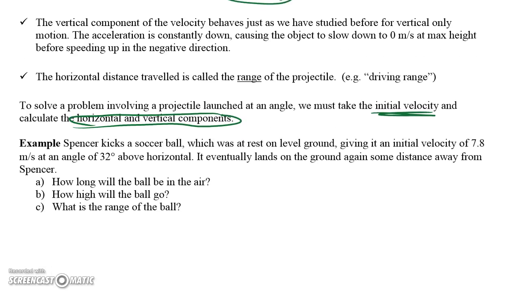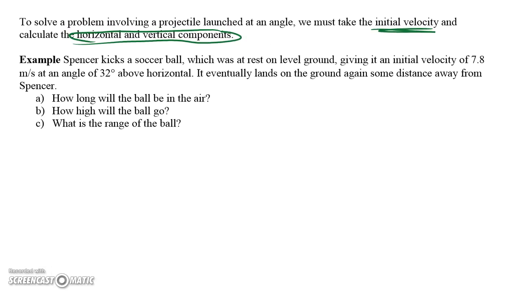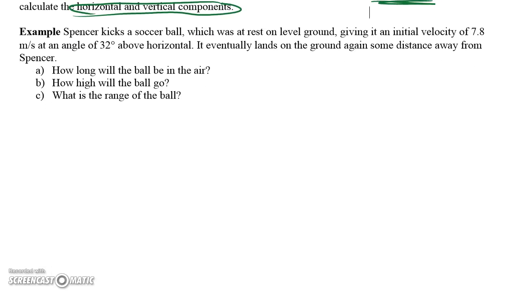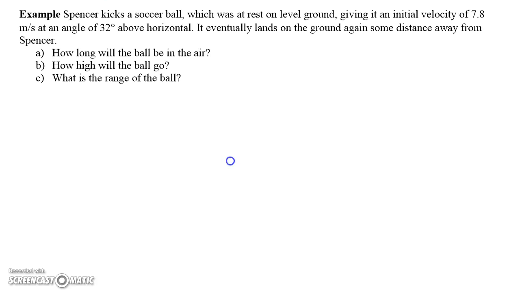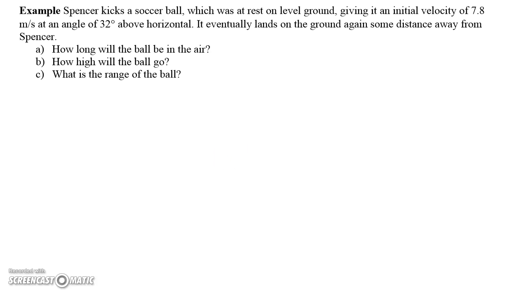So let's take a look at this example. So we've got Spencer, random Spencer, and he kicks a soccer ball that was at rest, gives it an initial velocity of 7.8 meters per second at an angle of 32 degrees above the horizontal. If it eventually lands on the ground, again, some distance away from Spencer, how long will the ball be in the air? How high will it go? And then what is the range?